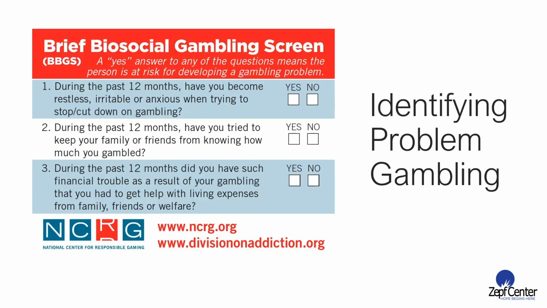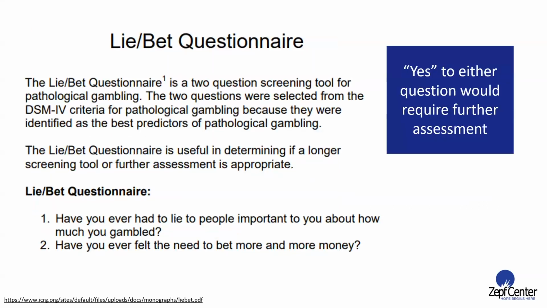Here are some brief screens that you can do with your clients if you want to ask them more questions, or if they are curious themselves about whether their gambling is responsible or problematic. This one is a 3-question screen. It's called the Brief Biosocial Gambling Screen. And as you can see, it's 3 yes or no questions. And if your patient or client says yes to any one of them, you would want to do some further assessment. The other one is the Lie/Bet Questionnaire, which is only 2 questions. And again, it's yes or no. And if they say yes to either question, you would want to consider further assessment.